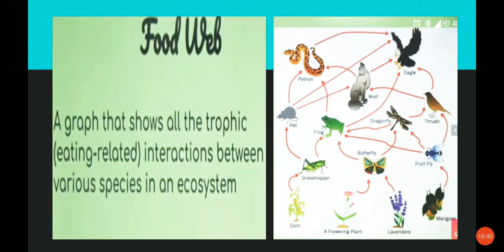Suppose you take plants here. Plants are eaten by many animals, not only grasshoppers, but butterflies and fruit flies. So one plant is eaten by many animals, and those animals can also be eaten by many animals. So like this, as you can see in this food web diagram, you can understand better. So this is called a food web.